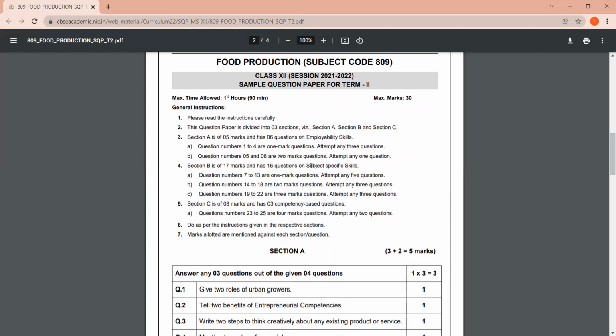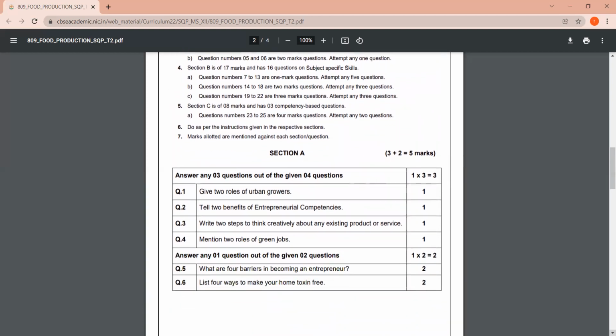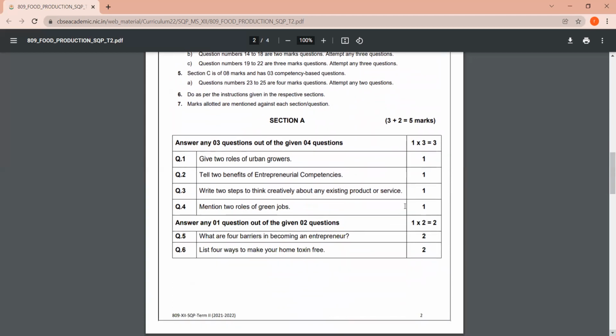Section B is subject specific skills, and that is for 17 marks. And section C is also subject specific, but here they have competency based questions for that. And this particular section, section C, is for 8 marks. So now let us just go through the sections.